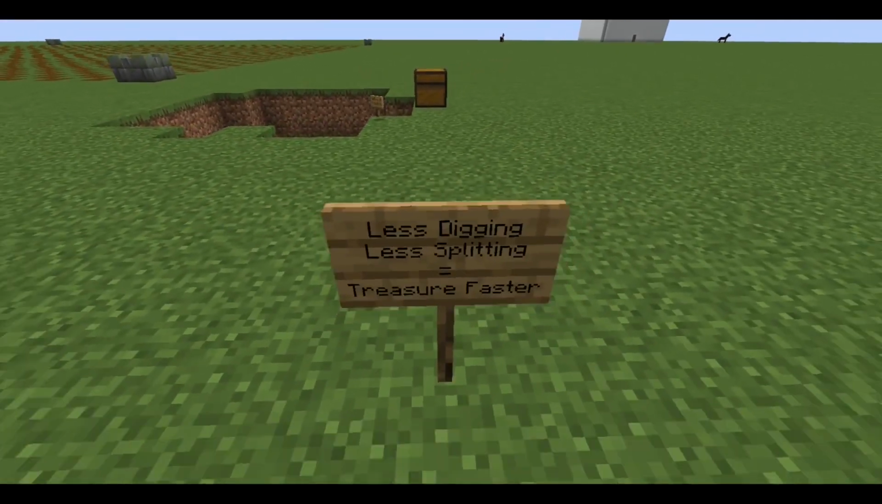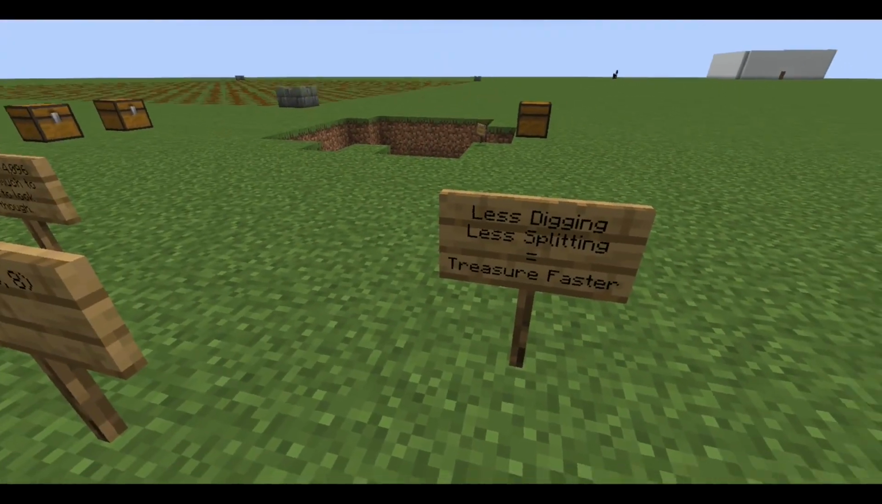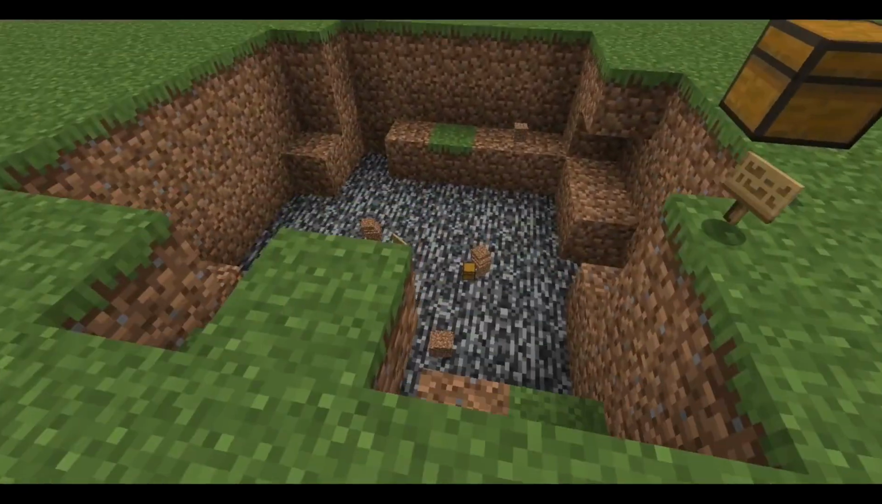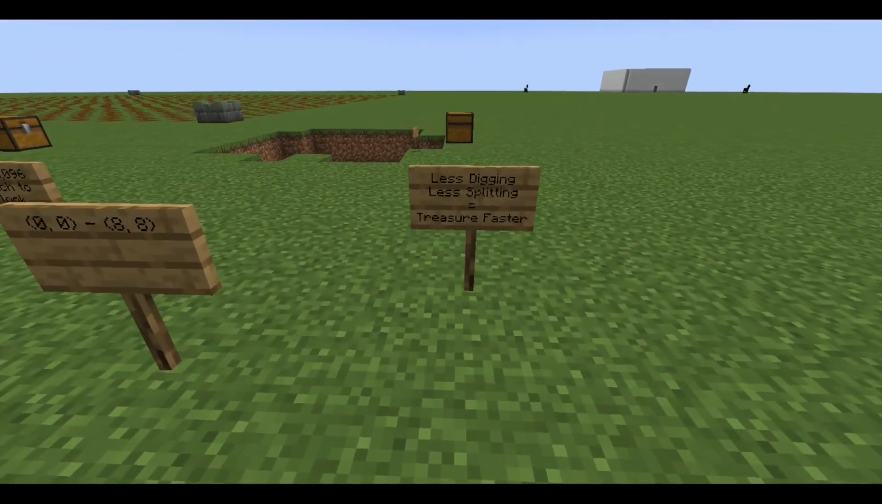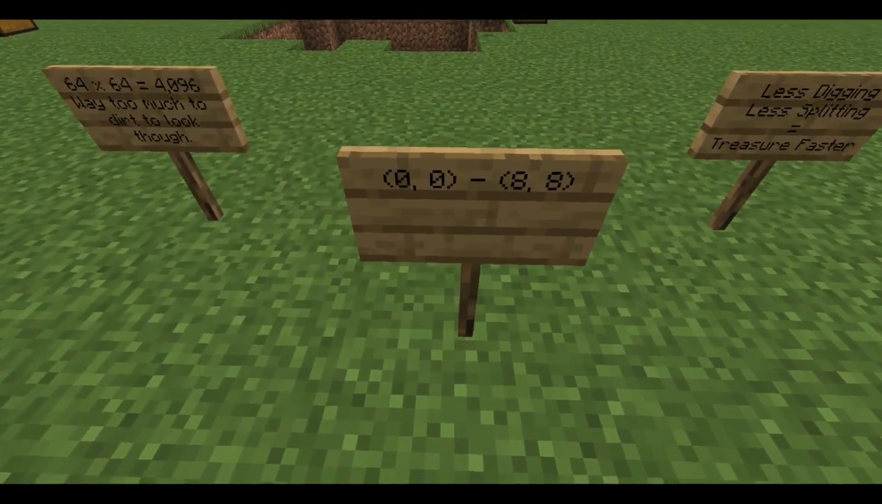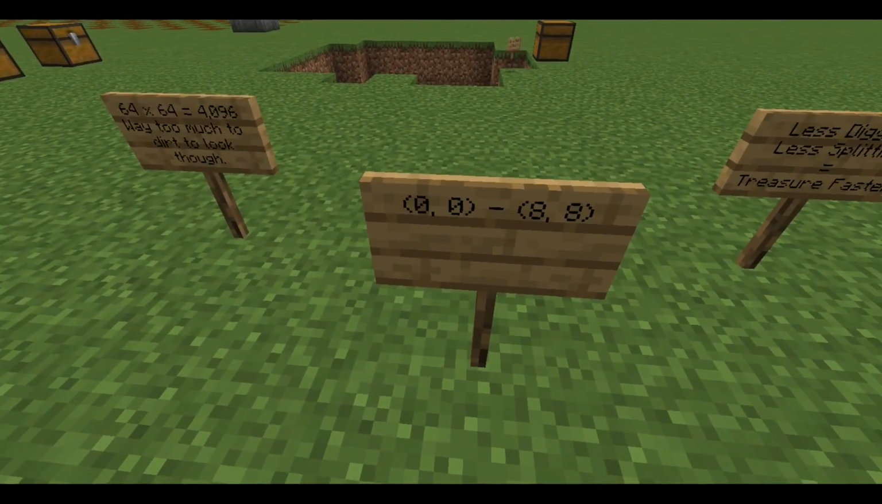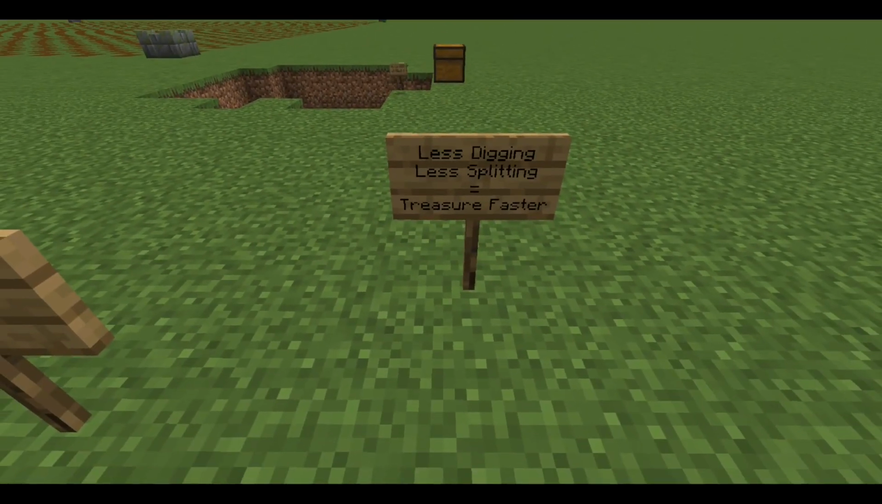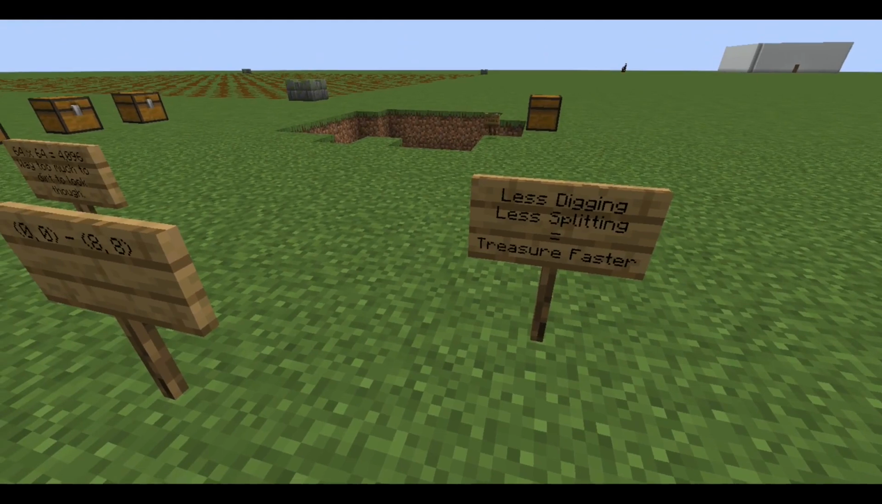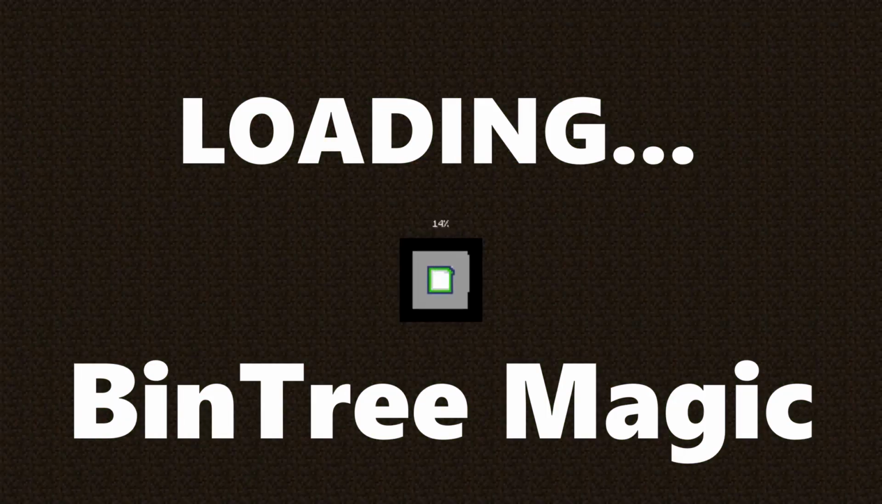According to the inscription, every block that doesn't contain a treasure is either rigged with explosives or completely empty, so accuracy is critical. The specified range, 00 to 88, implies that we're working with a coordinate plane. Ultimately, we need to locate the treasure with the least amount of digging and least amount of splitting possible.